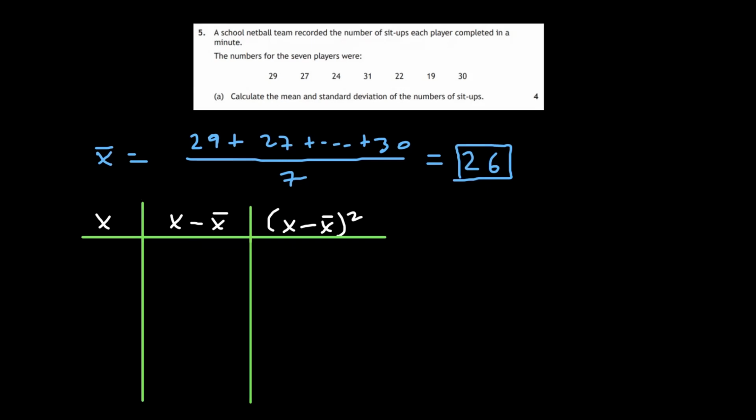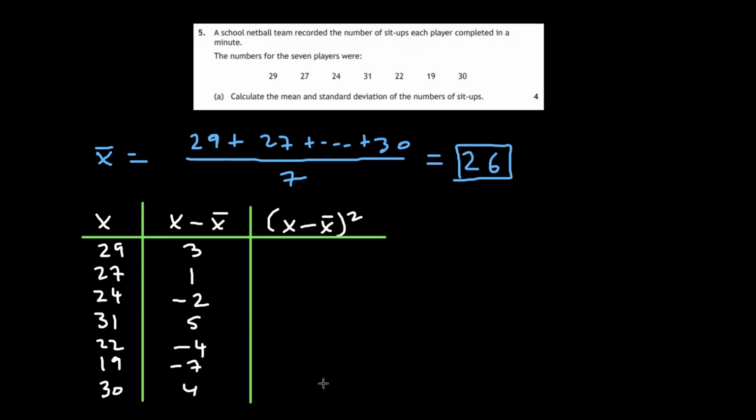So 29. Okay, so X minus X bar is just these numbers minus the mean. So that would be 29 minus 26, so that gives 3. This one would be 1. And then we just carry on filling out this column. And then we just square these numbers.